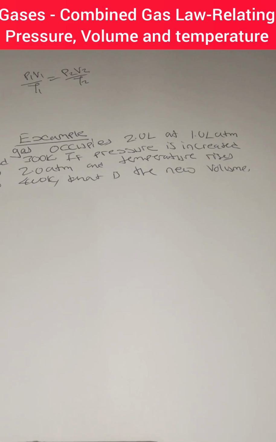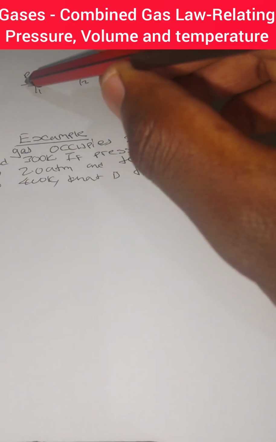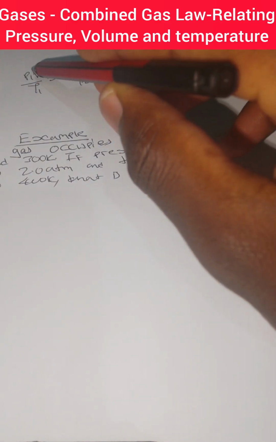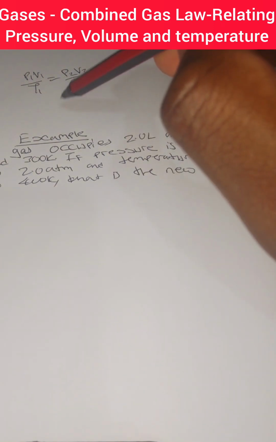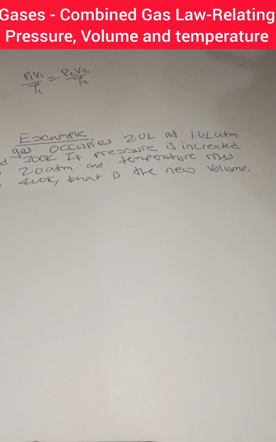The key points to know here: temperature must always be in Kelvin, just as I emphasized in most of the videos. Then volume and pressure are inversely proportional if T is constant. That's why you can see in the formula that pressure and volume are inversely proportional, and volume and temperature are directly proportional to each other. Those are the key points that you should know.